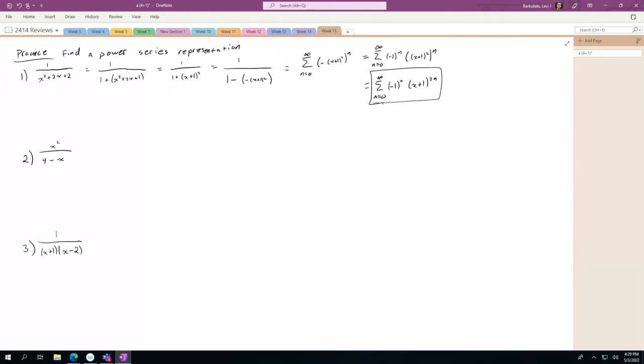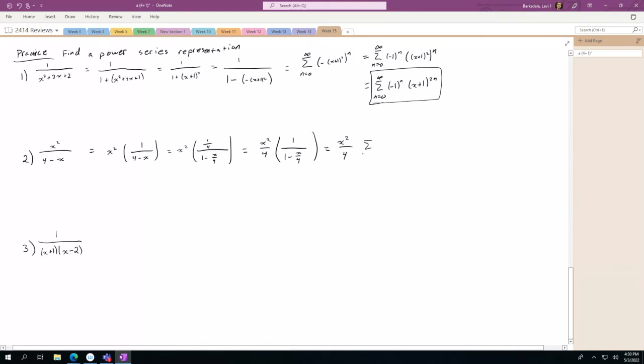Alrighty. Next up, our second one, I'm going to rewrite this as x squared times 1 over 4 minus x. Of course, I want this to be a 1 minus something. So I'm going to divide everything by 4. x squared times 1/4 over 1 minus x over 4, which is x squared over 4 times 1 over 1 minus x over 4, which is x squared over 4, sum from n equals 0 to infinity of x over 4 to the n.